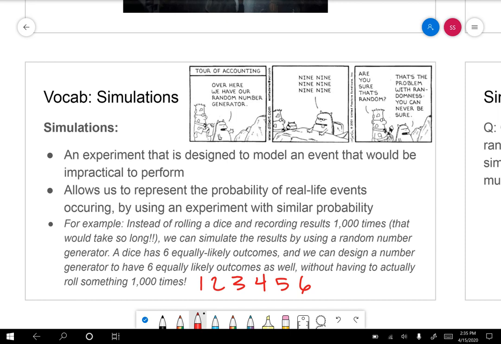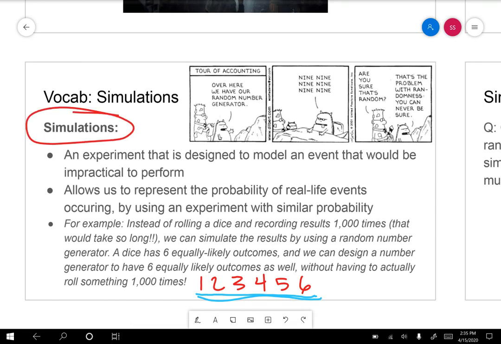You can actually design a number generator online or in Excel or whatever program you prefer to have 6 equally likely outcomes. So you could use these numbers or any other 6 numbers. And then basically just push a button and it will run the simulation 1,000 times for you. So you don't actually have to roll the dice 1,000 times and record results. It'll do it for you. Okay. So most people would think that rolling a dice 1,000 times is impractical, which is why it's so cool. We have these things called simulations that can basically represent the same probability.